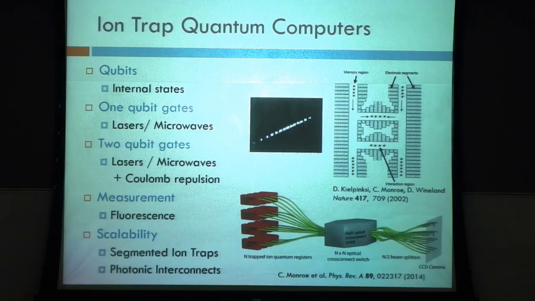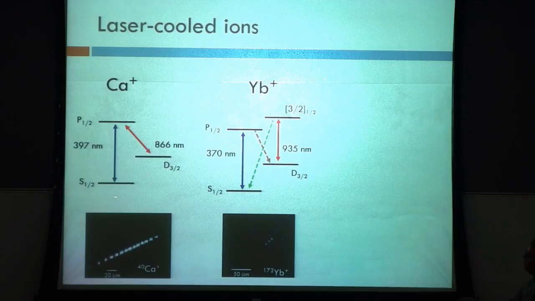So for laser-cooled ions, the basic important thing is that you can scatter many, many, many photons. And so even though the apparatus is at room temperature, the ions themselves can be at a millikelvin down to like 5 microkelvin.